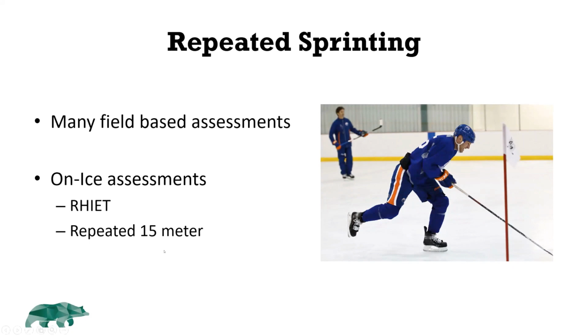One thing that we developed here at the University of Alberta is a repeated 15-meter sprint, where we're having the skater do 7 15-meter sprints repeated every 15 seconds. Something that ends up being a bit more specific to what the actual demands of the game are.